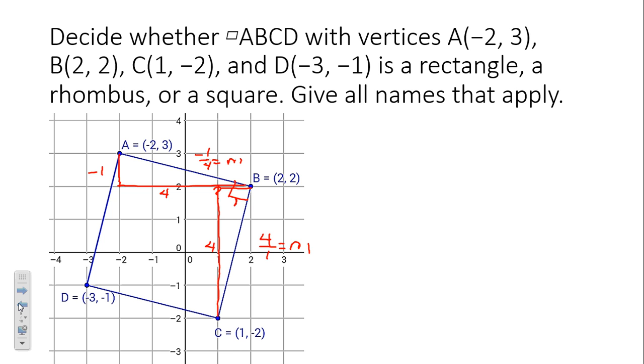This has also got a rise of 1, falling of 1, and running of 4. And this one is rising 4 and running 1. Okay, 4 right angles. So we know it's at least a rectangle, right? Okay. Now that slope is going to help you because this looks like a right triangle to me.